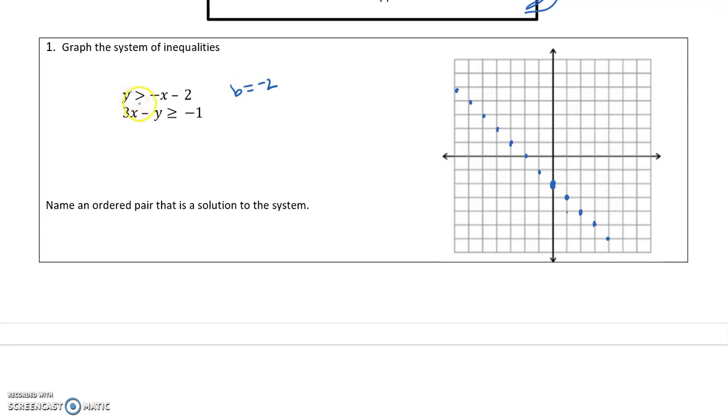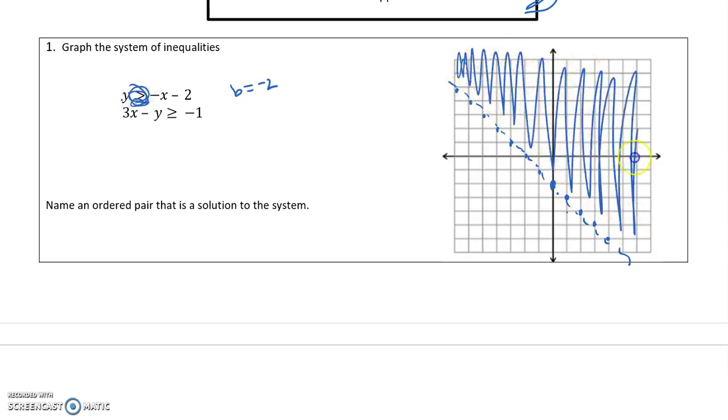There's no equal to, so this is a dotted line. Now we got to talk about our shading. It says the y's are greater, or the y's are bigger. So you want to shade above the line.